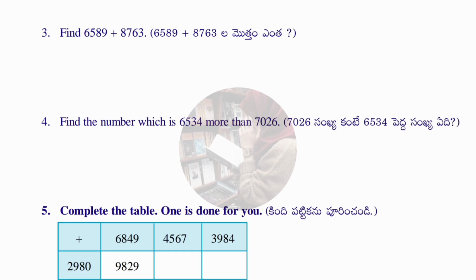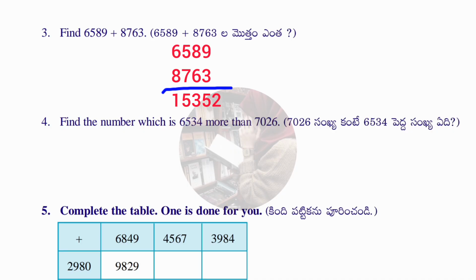Let's see the third question. Find 6589 plus 8763. Here also we have to do the addition. So 9 plus 3 is 12. 1 carries to tens place. 2 write it down here. Then 8 plus 6 is 14. 1 already there, which is 15. 1 carries to hundreds place. Write down 5 here. Then 1 plus 5 plus 7 is 13. 1 goes to thousands place and write down 3 here. Then 1 plus 6 plus 8 is 15. Write down 15, which means 15,352 is your answer. Understood?